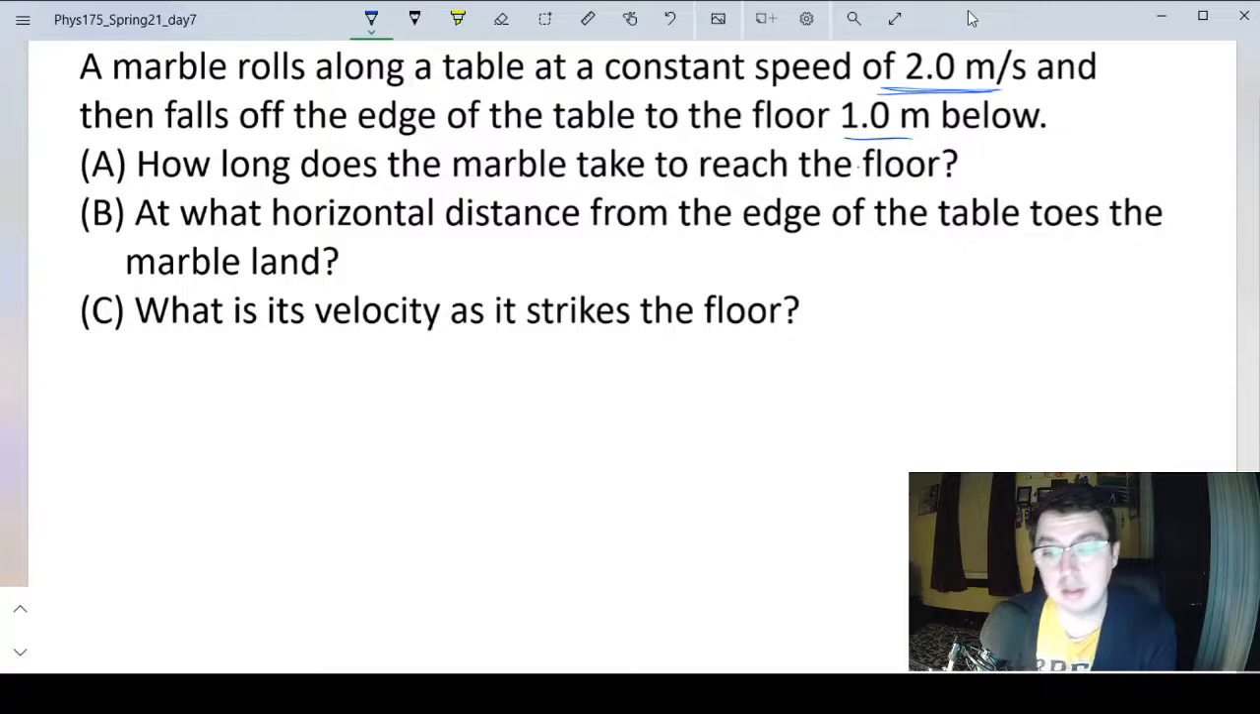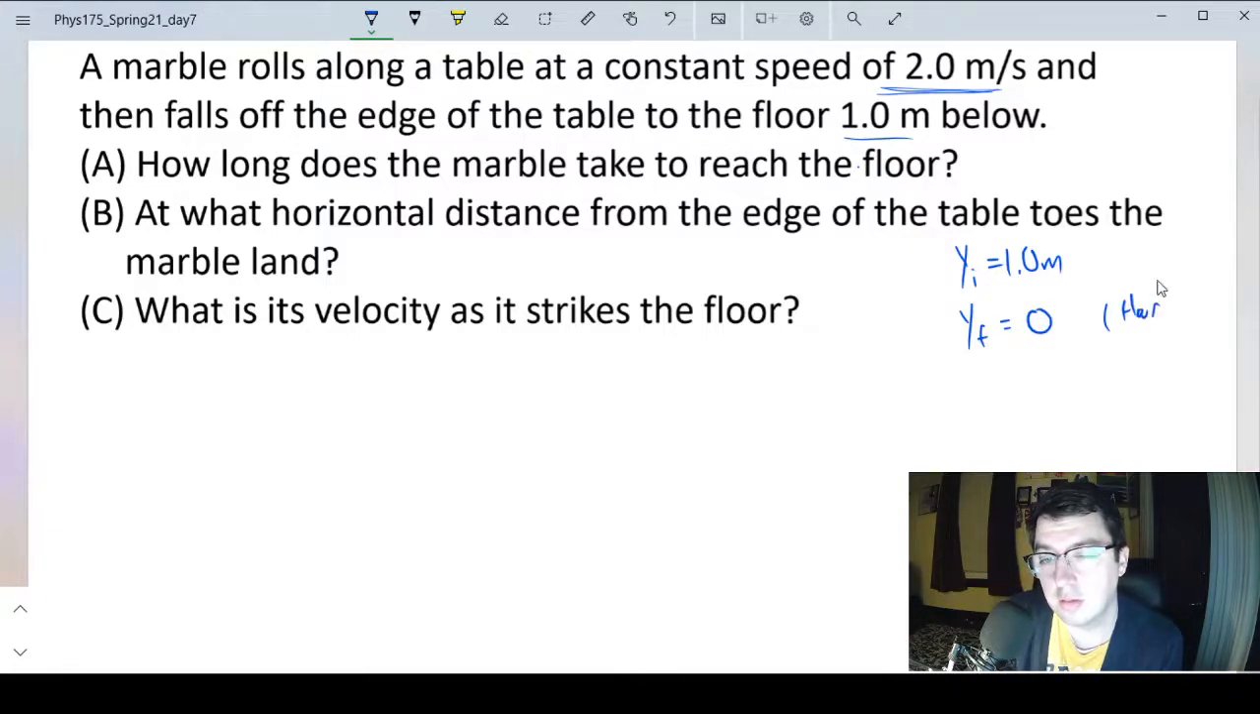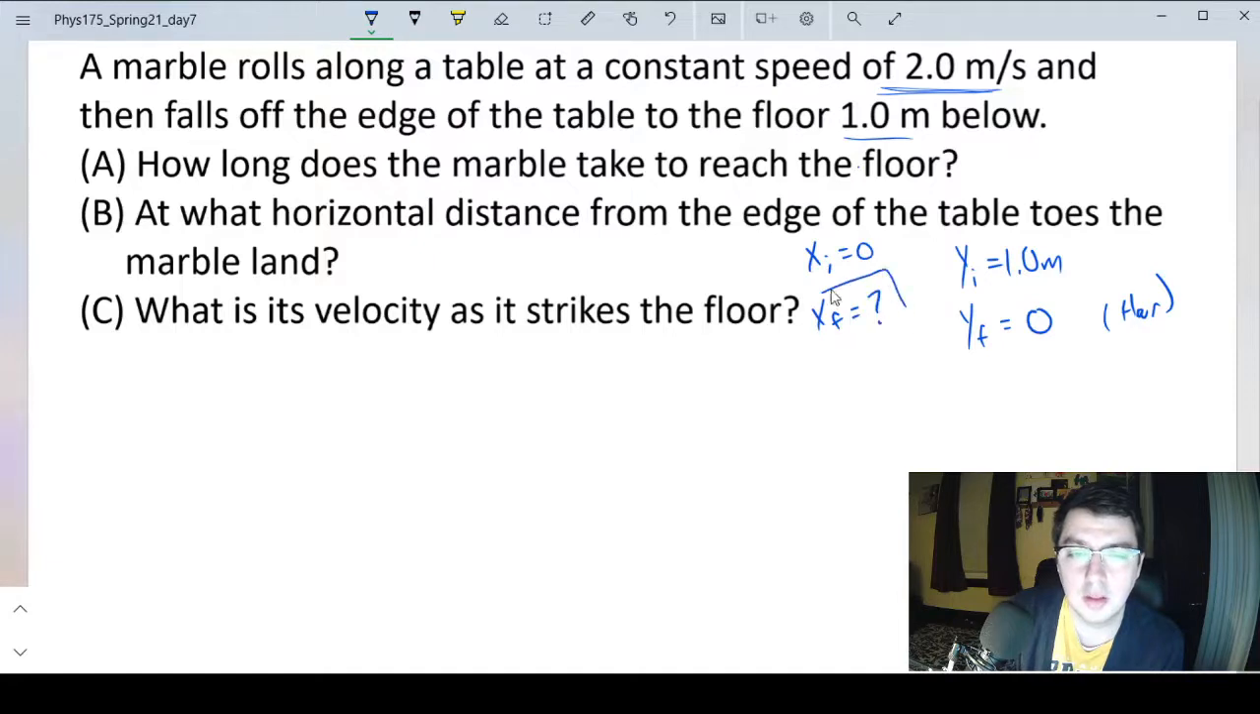We are told the distance above the table. So feel free to go back to your notes. I'm going to go quickly through this. The things we were told and the choices we were making, we could say that y initial was 1 meter off the floor. Y final is equal to 0. We hit the floor. We don't know x final. We know x initial is 0 and x final is equal to something that we are looking for.